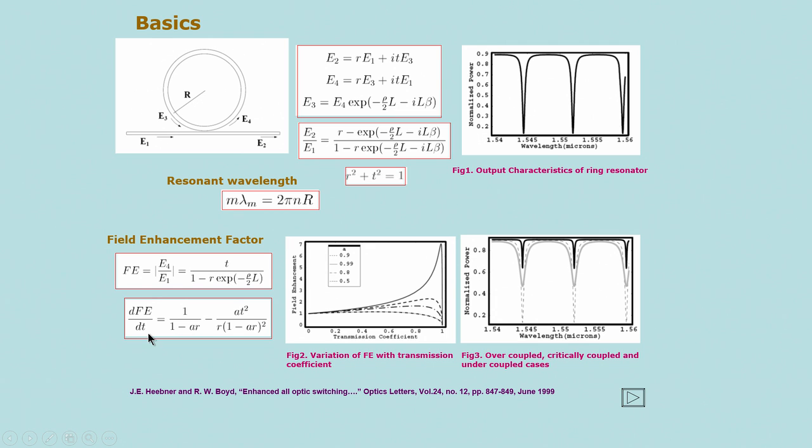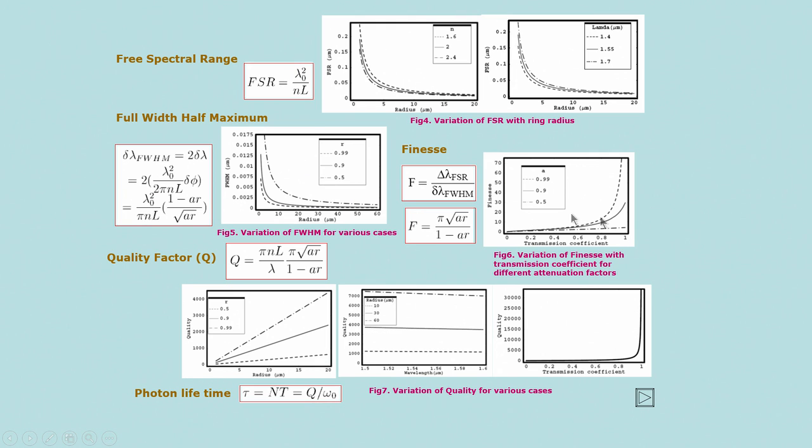You can look from the current literature, and this is an expression for the field enhancement as a function of the transmission coefficient T. Similarly, you have several cases of operation of this device like the over coupled system, the critically coupled system and under coupled system and so on. So, these are further properties.